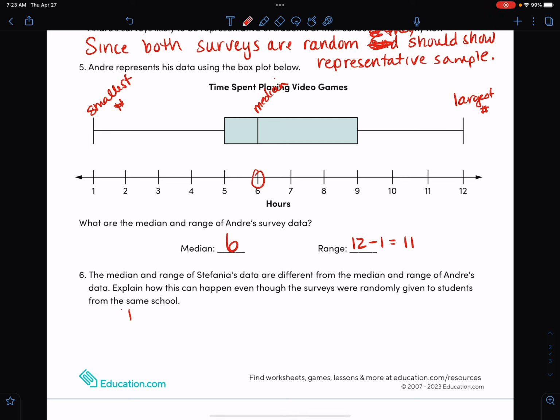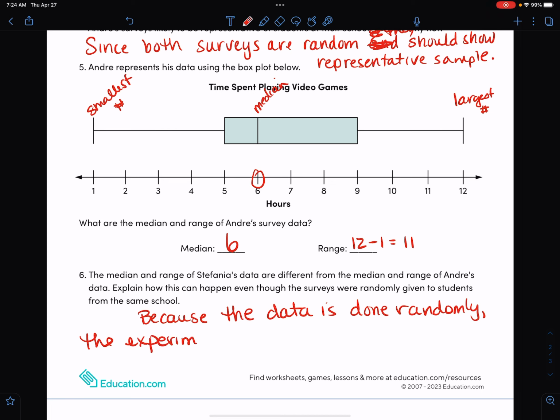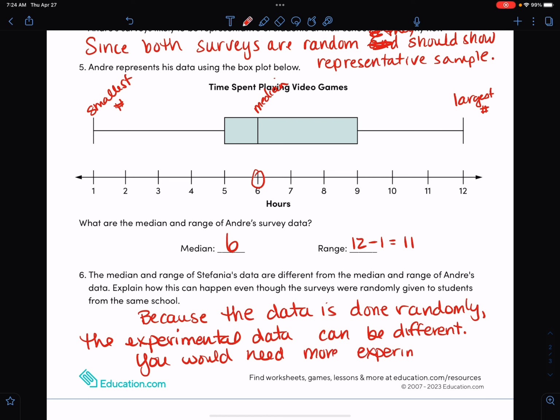So our answer to that will be, because the data is done randomly, the experimental data can be different. You would need more experiments for more reliable data.